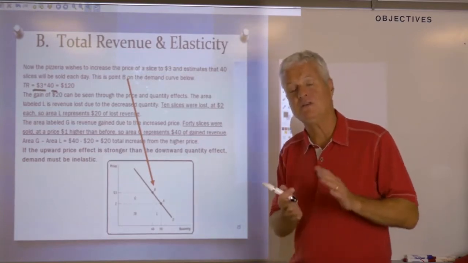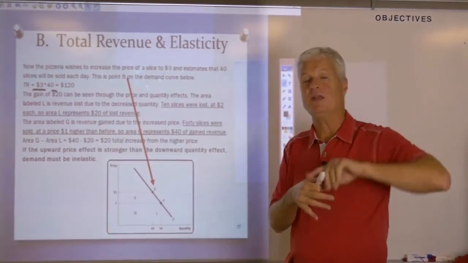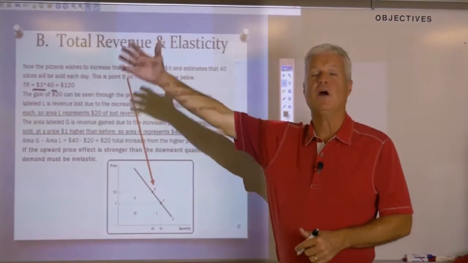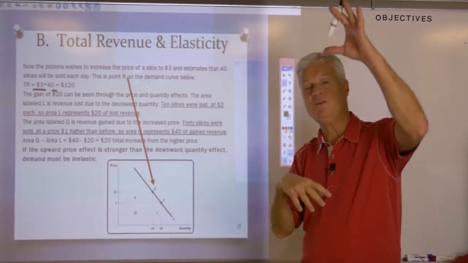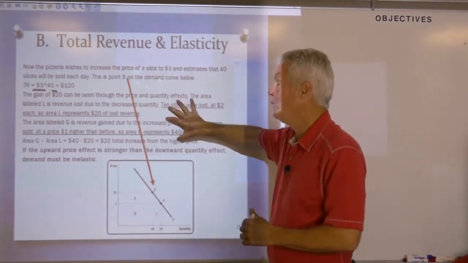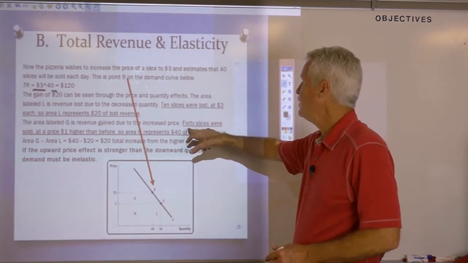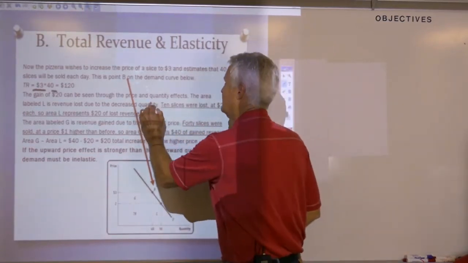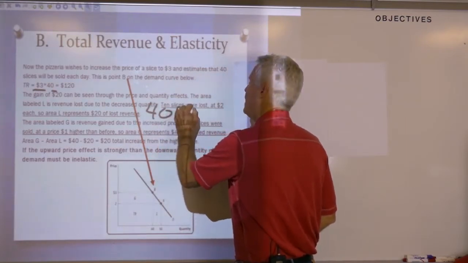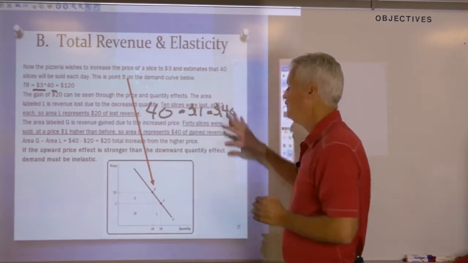And the reason is I raised the price from $2 to $3, that's 50%. Well, the quantity demanded dropped from 50 to 40. That's only about 20%. So 50% is greater than 20, and we end up with more. If you think about it, we sell 40 slices, and we got $1 more each. That's $40, so we gained 40.